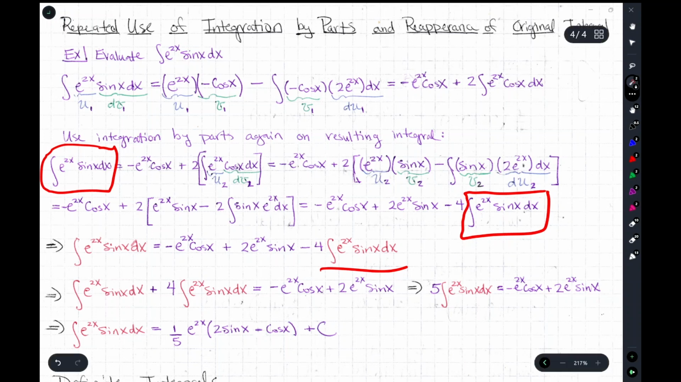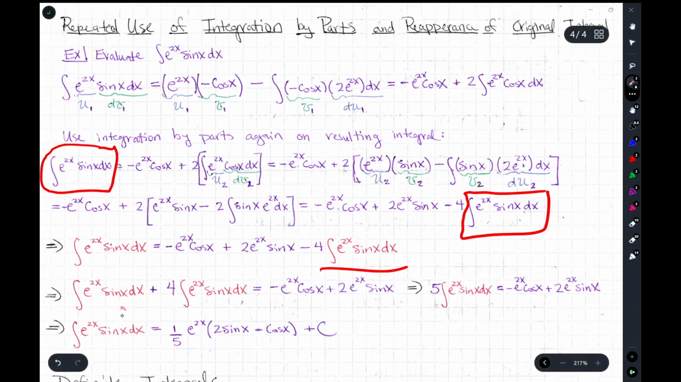Something to note here is, some of you might be thinking, well, you could have also switched this around and kept taking the derivative of sine of x and the integral of e to the 2x instead of the reverse. Okay, so you could have started with e to the 2x dx being dv1 and u1 being sine x. And I encourage you to go ahead and try that out for yourself. And indeed, you will get back a cyclical expression, and the final answer will always be the same.